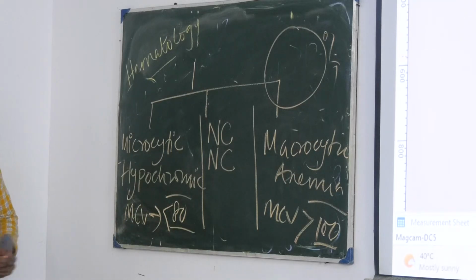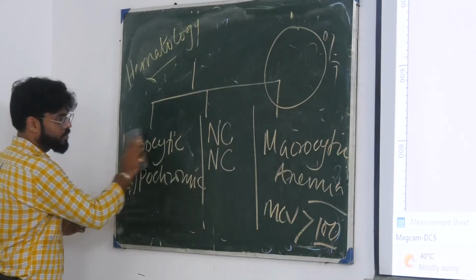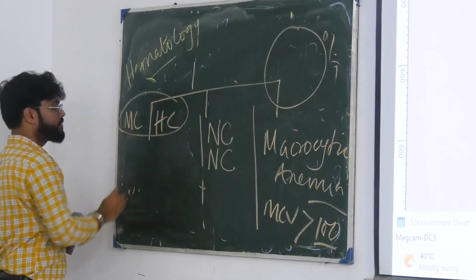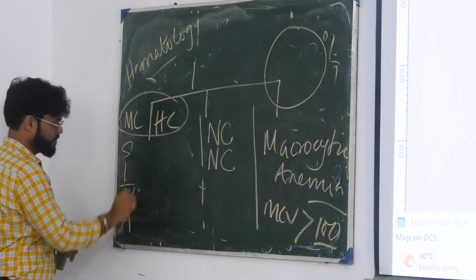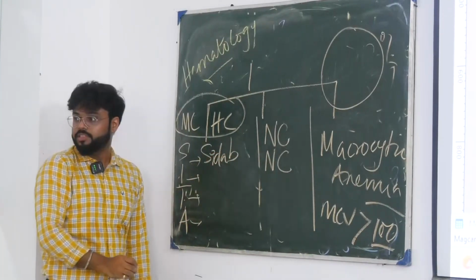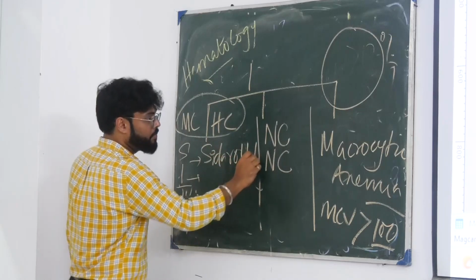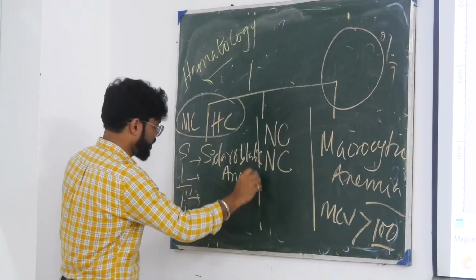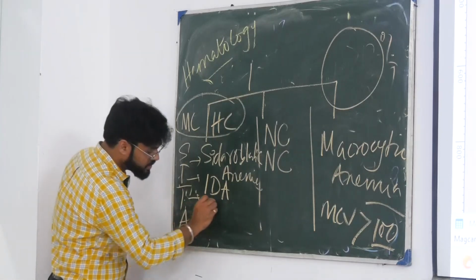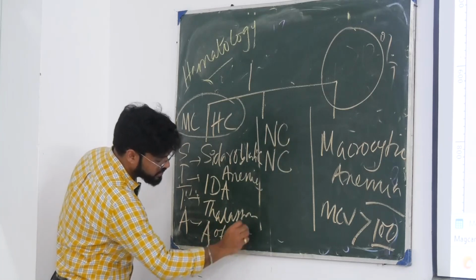So causes, first is microcytic hypochromic. The causes of microcytic hypochromic, in short, remember it as SITA. Sita, today is Ram Navami, Sita. S for sideroblastic anemia, I for iron deficiency anemia, T for thalassemia, A for anemia of chronic disease.